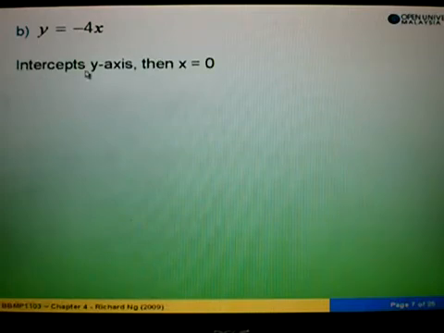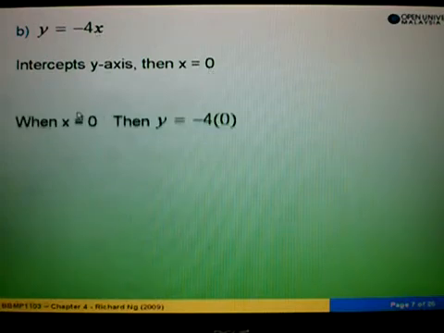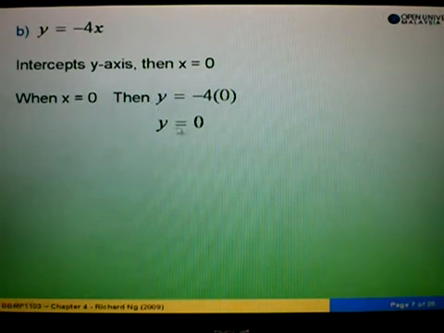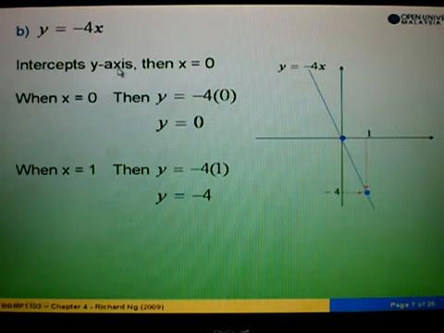So same thing, we find the intercept of y, x equals 0. Substitute into this equation. We will get when x equals 0, y will be 0. Next, of course, we cannot take the intercept of x, because intercept of x means y equals 0. So we already found just now, when x equals 0, y is 0. Therefore, we need to find another coordinate. Let's say x equals 1. So when we substitute x equals 1 into this equation, negative 4 times 1 will give us negative 4.